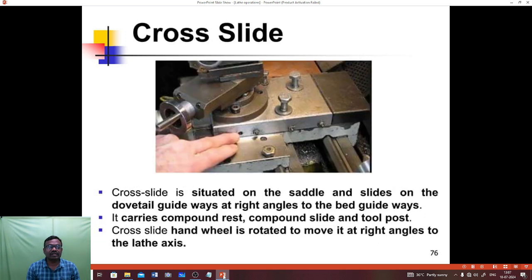Cross slide is situated on the saddle and slides on the dovetailed guideways at right angles to the bed guideways. It carries compound rest, compound slide and tool post. Cross slide hand wheel is rotated to move it at right angles to the lathe axis.